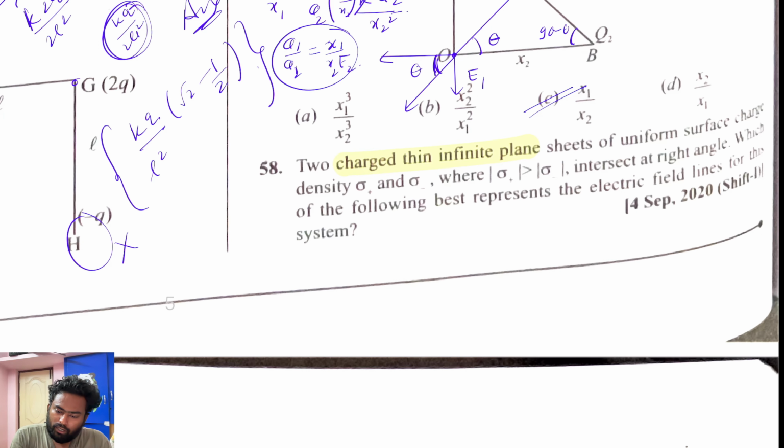Two charged thin infinite plane sheets, sigma and minus sigma. Sigma is more than minus sigma.